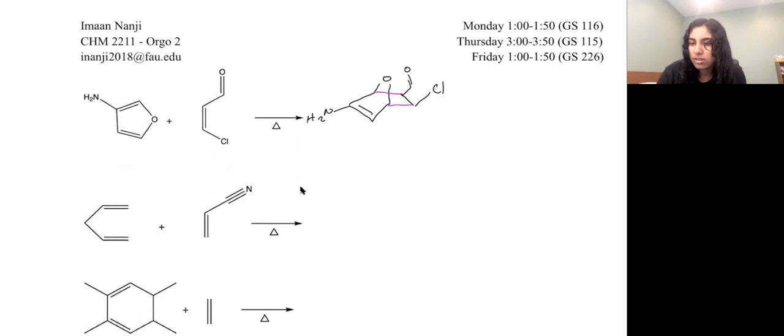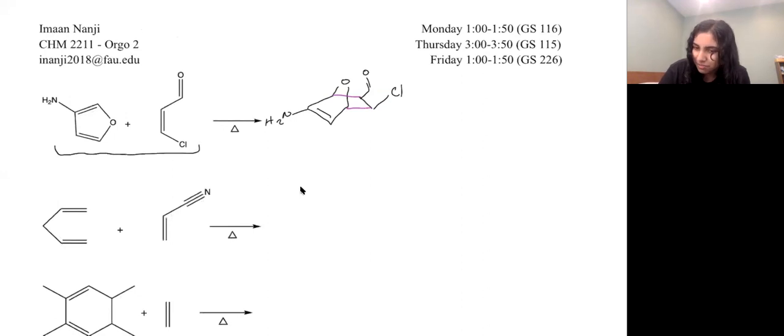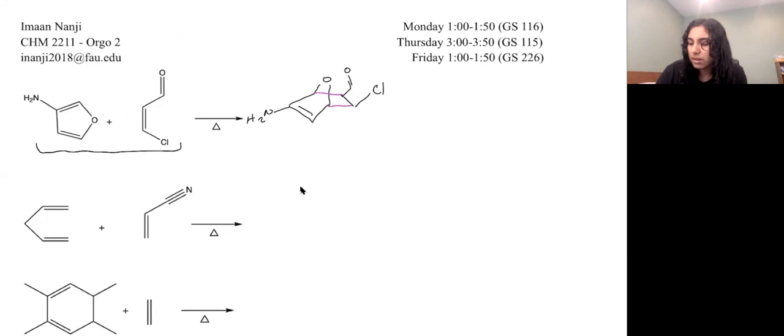Yeah, you could rotate them. That would give you an endo product. So for all of these, this is the technically correct product for the orientation of these reagents, but the major product is going to be endo anyways. So based on this specific given reaction, you would get this exo product, but always the major product is going to be endo.